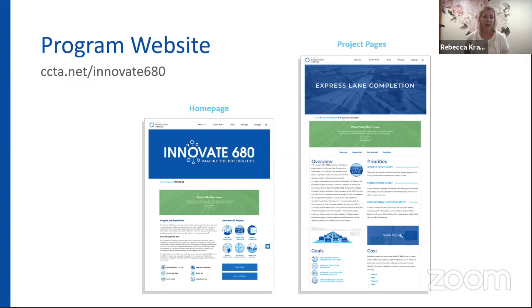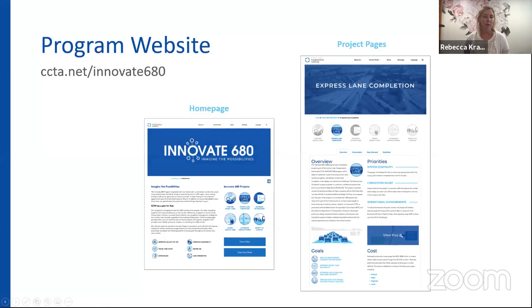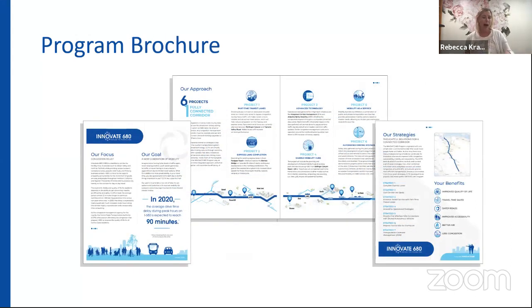Just very quickly, the homepage is going to host a lot of very general information, but it also has big round buttons with some of those project branded identifiers that you've been seeing throughout the presentation. Those buttons link people to the project pages very easily. And next page. This is simply an example of what the pages look like without a big green call to action banner across the top. So this is the standard look for the website. And the URL is ccta.net/innovate680.